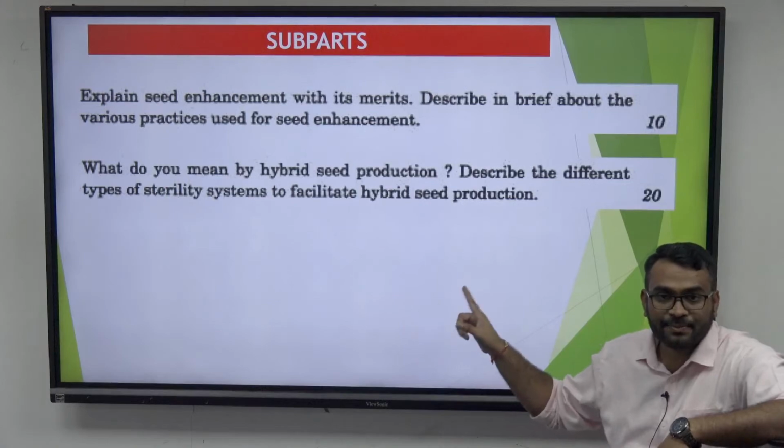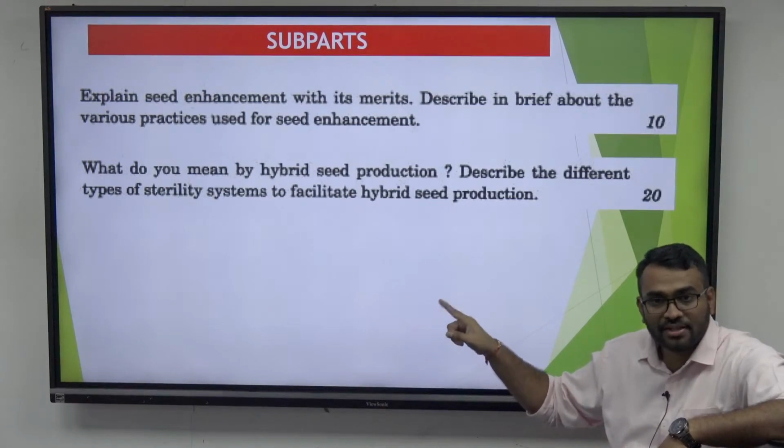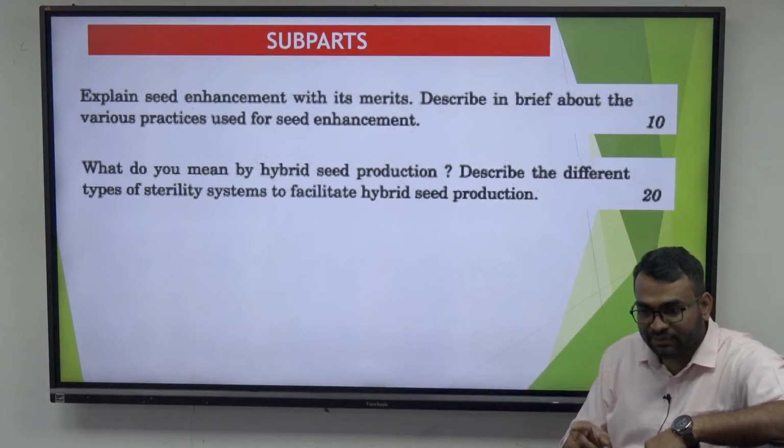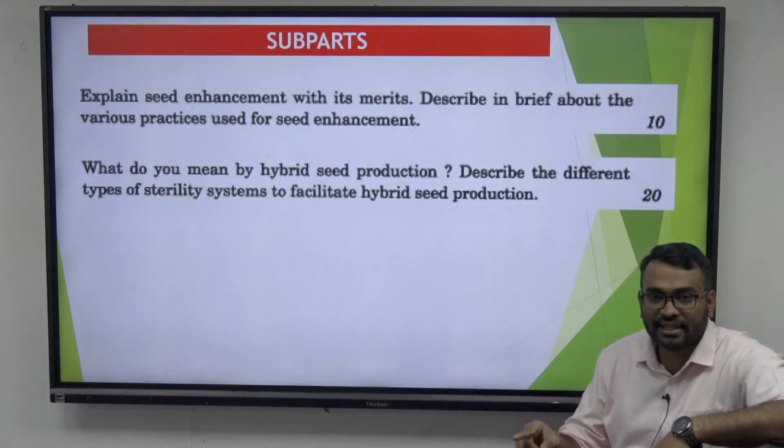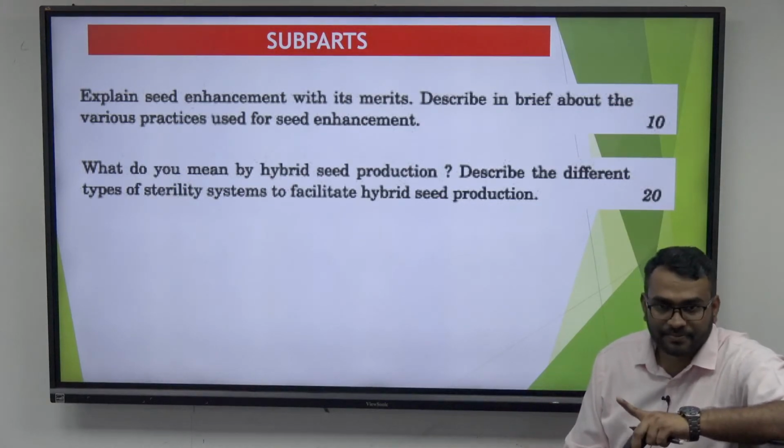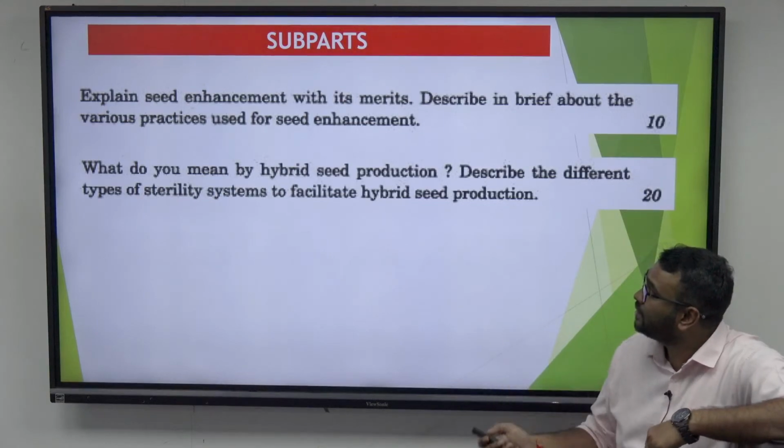So that exact expression which I was saying in the beginning will happen. Definitely that answer will not be like GS, it will be a technical answer, and then you will be scoring a little bit more marks. Clear? So this is subparts.